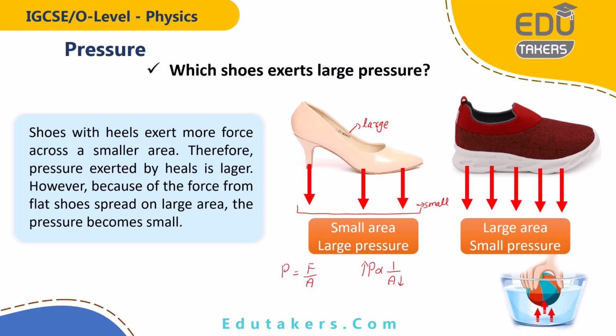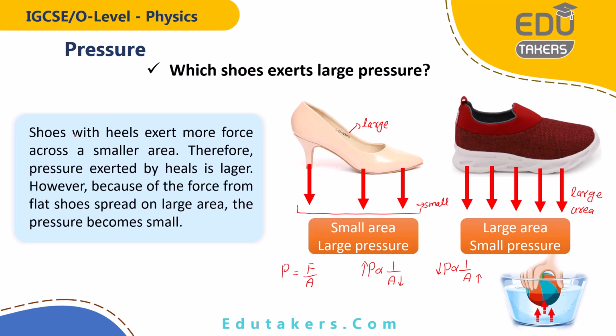We also have to see the flat shoes. The flat shoe exerts the force over a large area. When the area is large, according to the same relation that pressure is inversely proportional to the cross-sectional area, the pressure exerted by this would be small. So I can simply say that in this case, the heel shoes exert more pressure than the flat shoes.